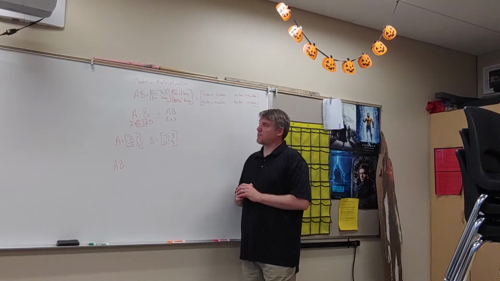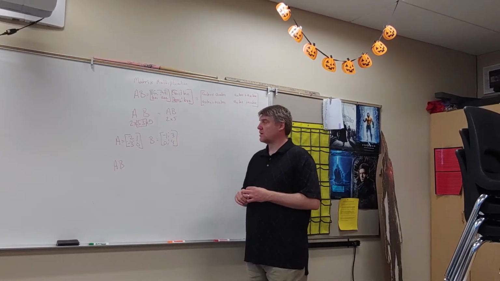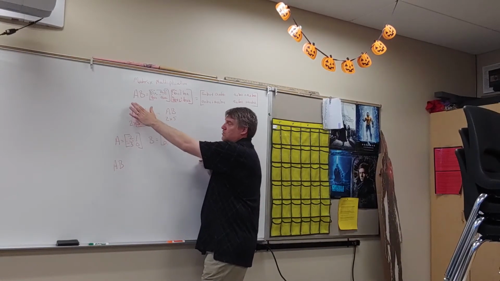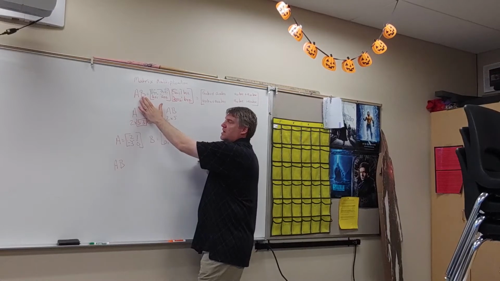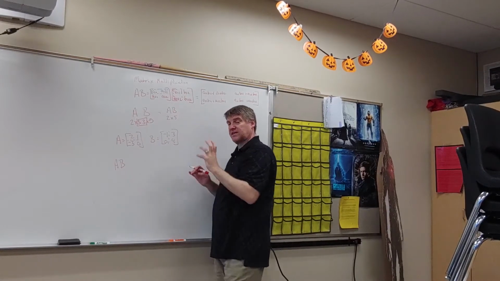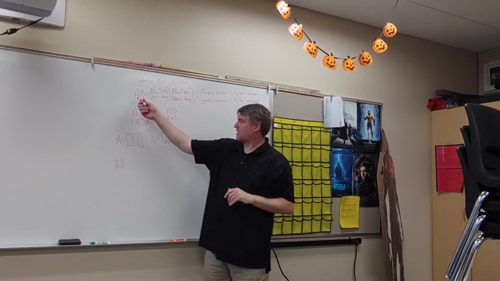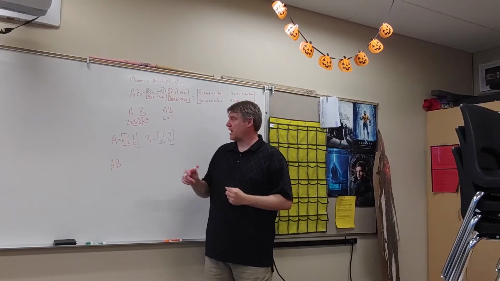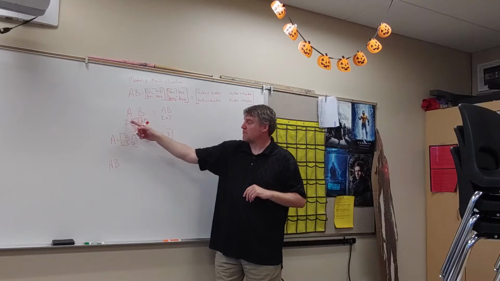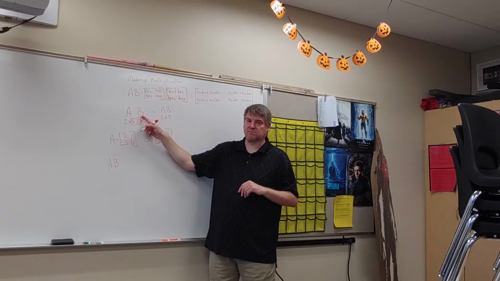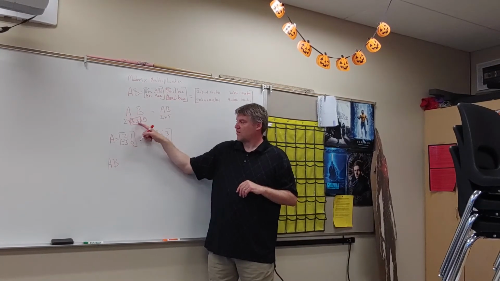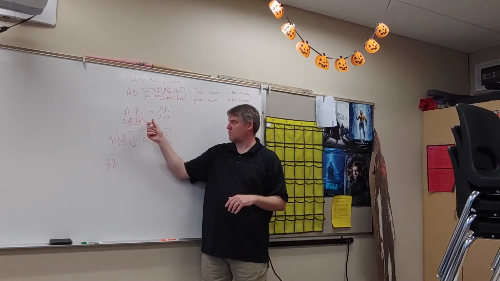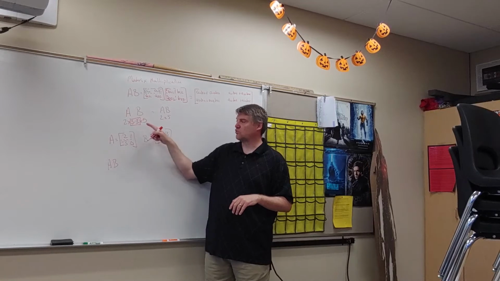When we're looking at matrix multiplication, I need to understand the dimensions. The dimensions of A don't necessarily have to equal the dimensions of B, but the columns of A have to be the same as the rows of B. If matrix A is 2 by 3 and matrix B is 3 by 5, those 3's go away, and my final matrix is going to be a 2 by 5.